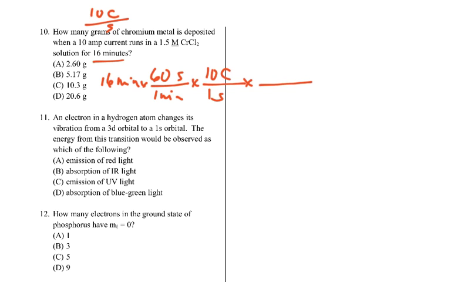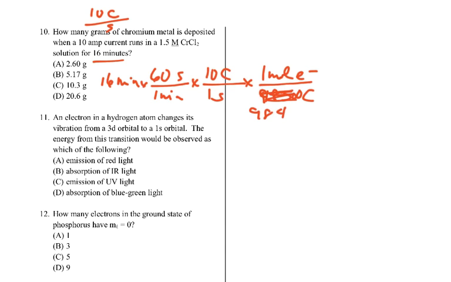And I know that 96,500 coulombs is 1 mole of electrons. That's my Faraday constant. I should have said this is 96,500. This is bad.